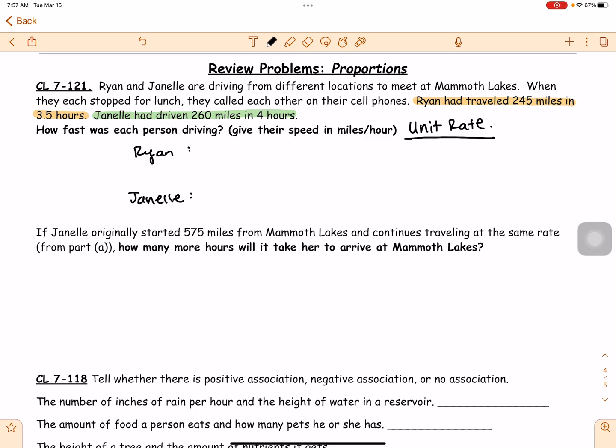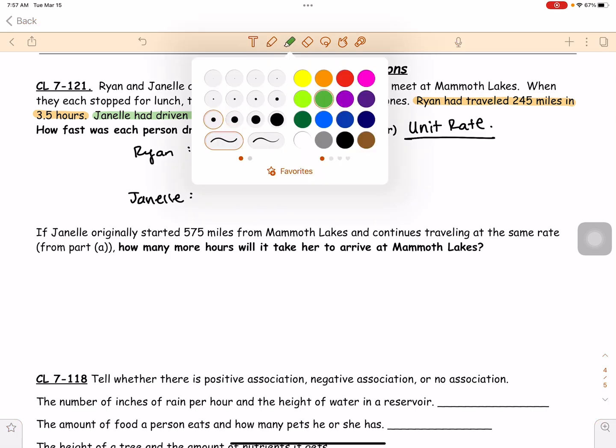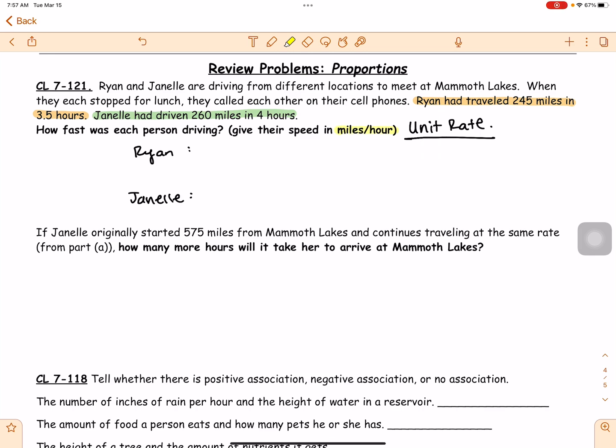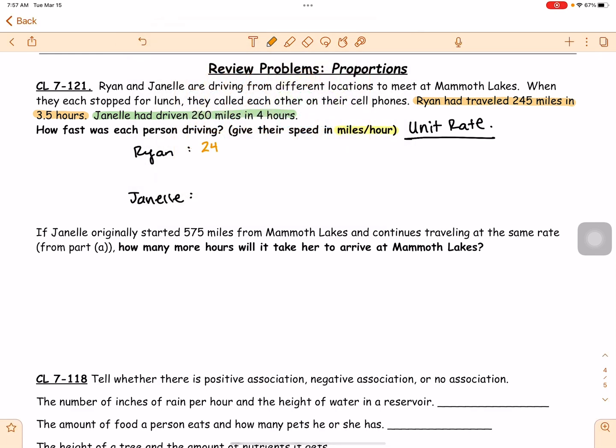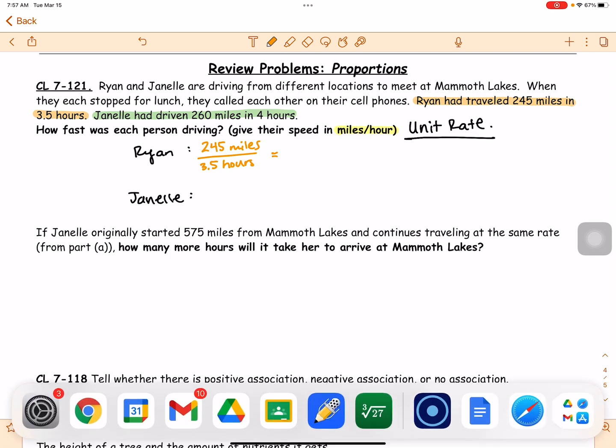And if it's miles per hour, that means it wants the miles on top and the hour on the bottom, because we want it to be worth 1 hour. So Ryan, he traveled 245 miles in 3.5 hours. Now, if you divide this, this will give you how many miles he traveled in 1 hour.